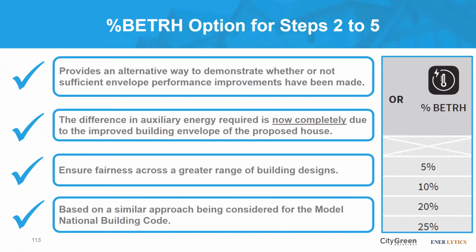The difference in auxiliary energy is now completely due to the improved building envelope of the proposed house. It ensures fairness across a greater range of building designs, and it's based on a similar approach being considered for the Model National Building Code.